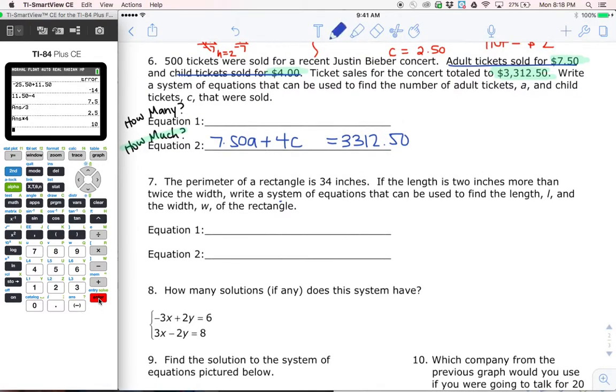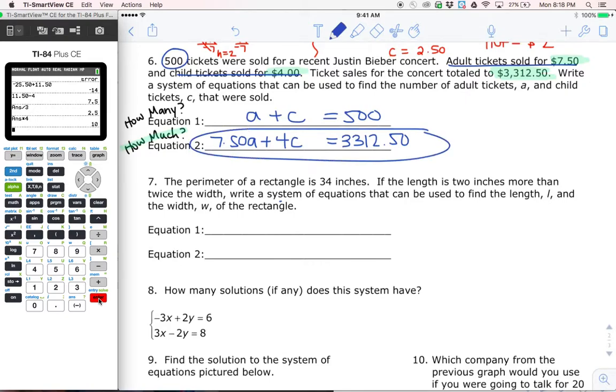The only other number we have left here is just 500 tickets total. Well, we have to use the same variables. It's a system. So we just get to say the adult tickets plus the child tickets for 500 tickets total. All right, if you can get money, money, money all together, then the other one is just how many, right? The different variables totaled up give you 500.